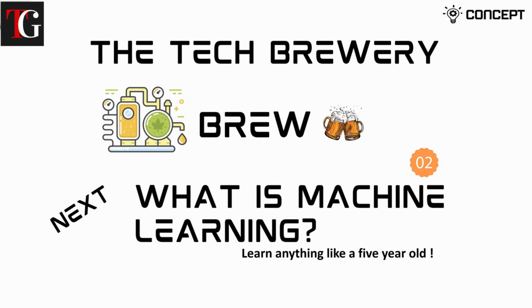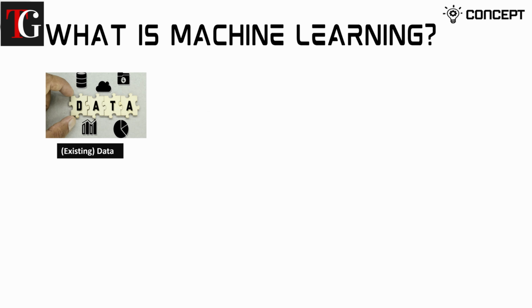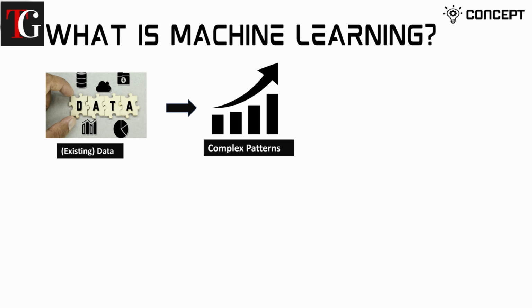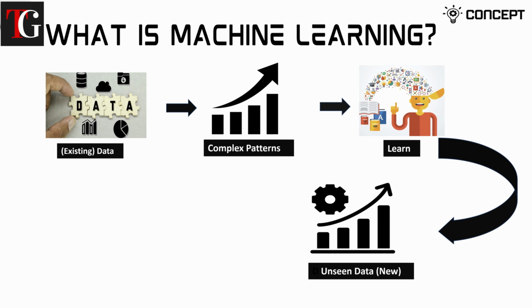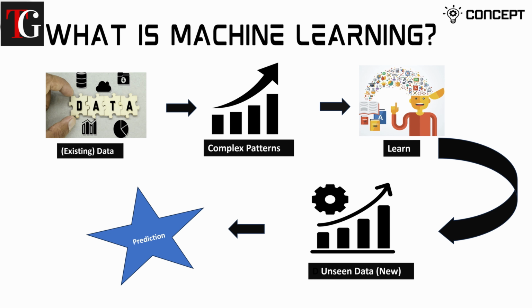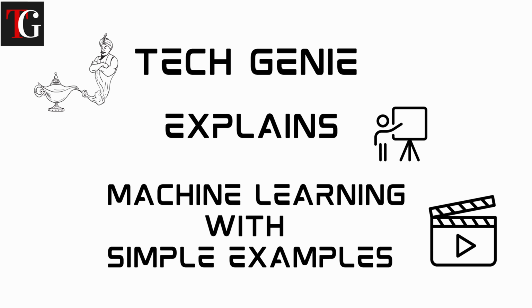What is machine learning? Machine learning understands the complex patterns in the existing or the given data, learns those patterns, and utilizes those patterns to predict the value of unseen data points. Next, TextGenie explains the simple intuition behind machine learning with some examples.